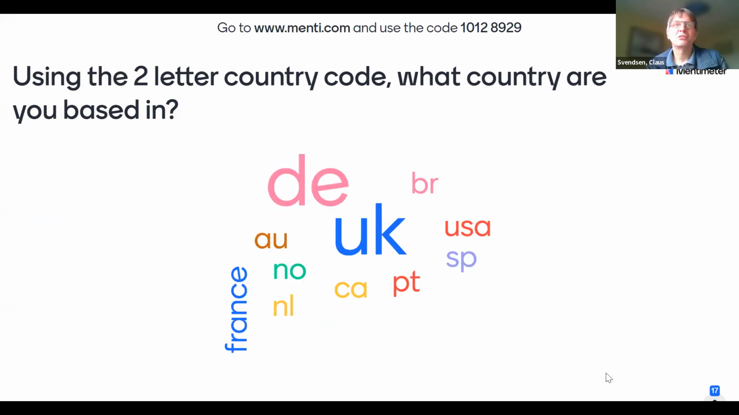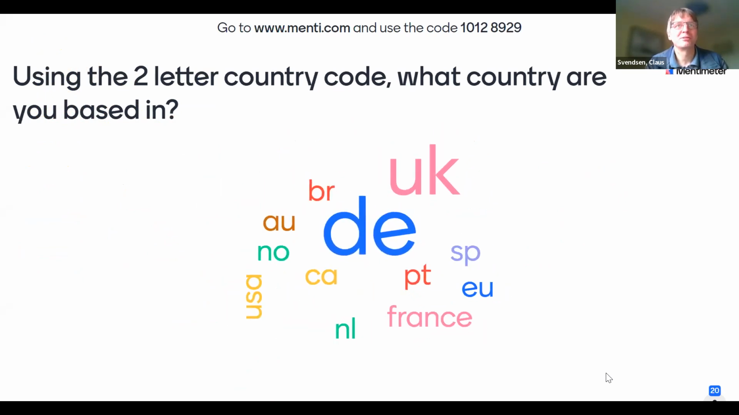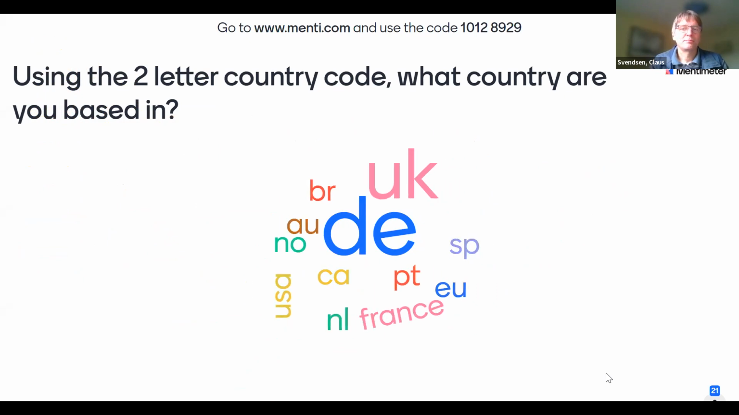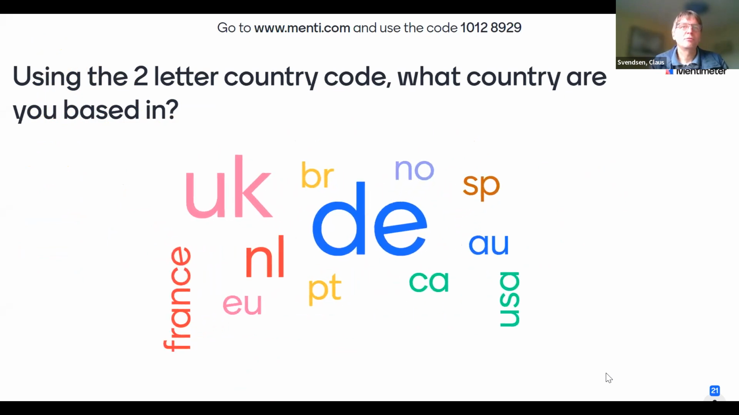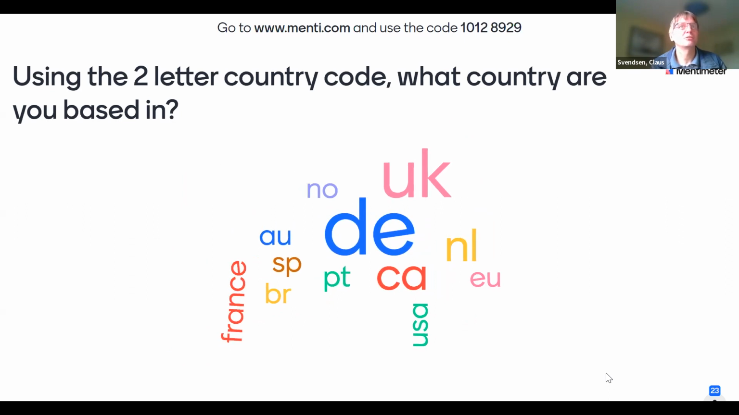I'm assuming size reflects the number of people from each country. 21. We'll just give people a bit of time here to get it to work, because the next slide is the really important one to find out if we've managed to get all levels of stakeholders in here.